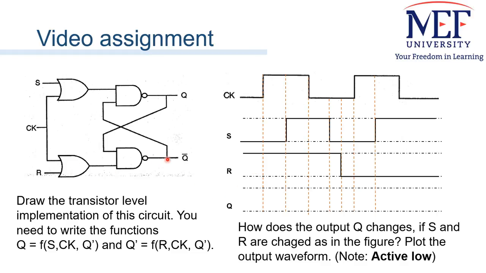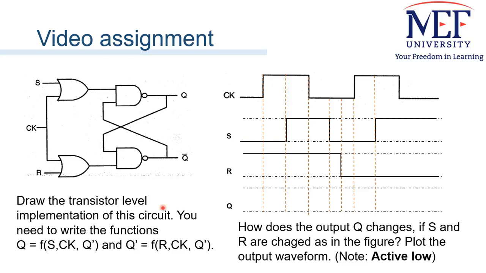Here you can do the same analysis for this timing graph. When clock is 0, we have S at the output of this OR gate and we have R at the output of this OR gate. So when clock is 0, this structure works as an SR latch, but a NAND based SR latch. So remember, it is active low. You can fill this plot by following the signals.